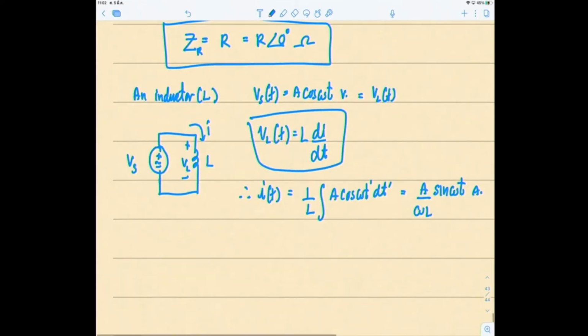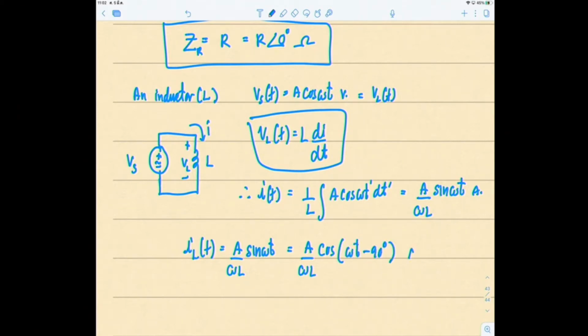Well, I'm going to transform this into cosine. So IL of t, A over omega L sine omega t, becomes A over omega L cos of omega t minus 90 degrees amps.